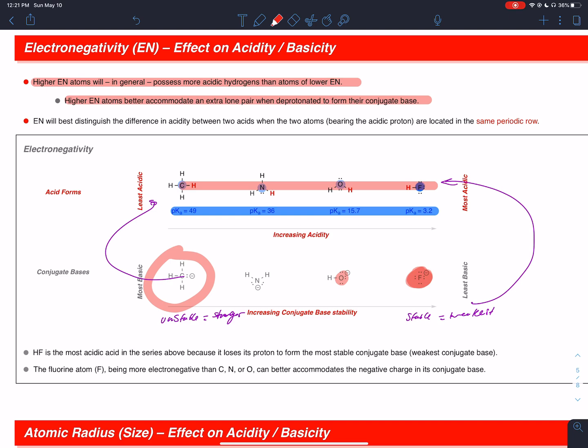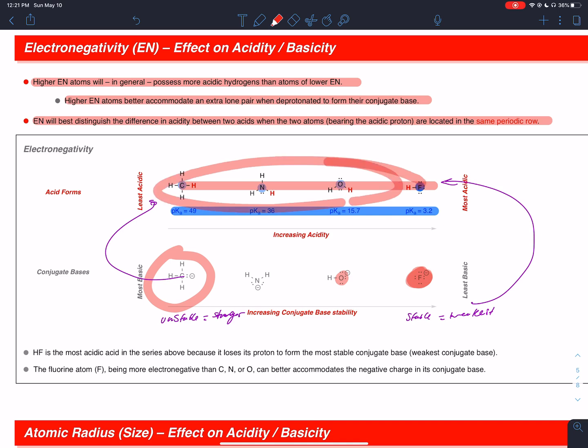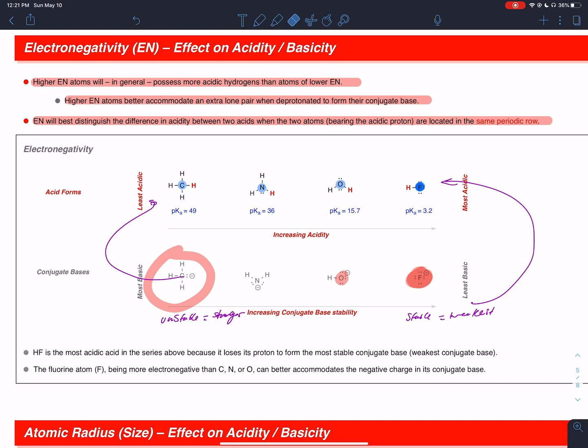Okay, so we will say electronegativity best distinguishes the difference in acidity between two acids when the two atoms, or here in a series, atoms bearing the acidic proton are different and they're located in the same periodic row. Again, HF is the most acidic of these acids because it loses its proton to form its conjugate base, which is the most stable conjugate base in this series. A more stable conjugate base is a weaker base.